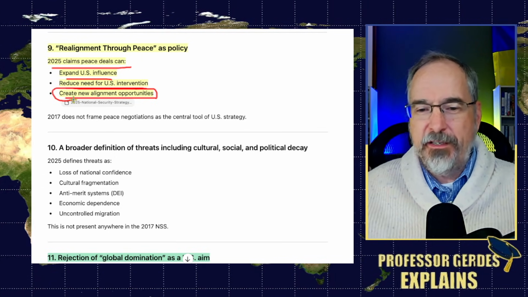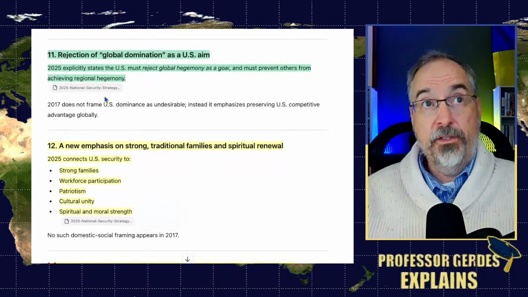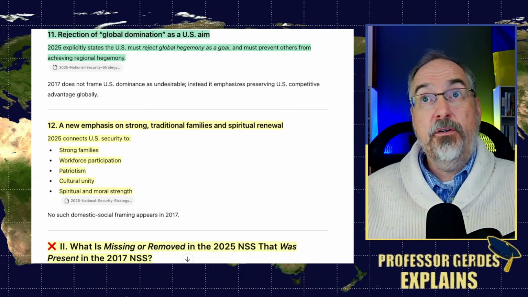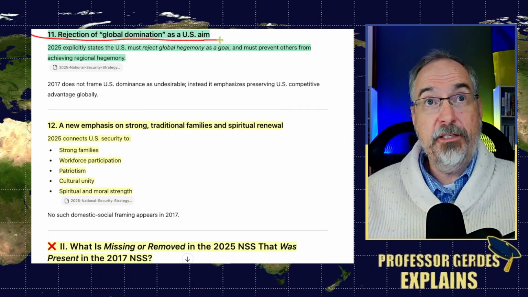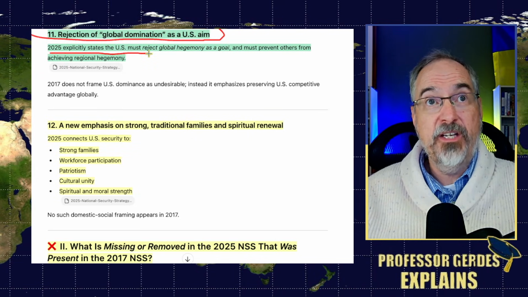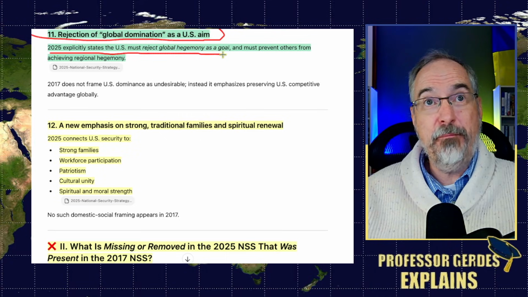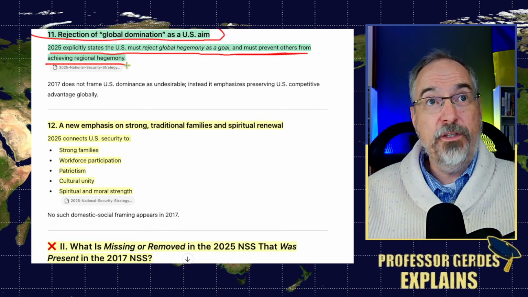Whether the wars are ended fairly or not is kind of immaterial. Now, the real danger here is this. There is a shift, a huge shift, the rejection of global domination as a U.S. aim. That is, 2025 explicitly states U.S. must reject global hegemony as a goal and must prevent others from achieving regional hegemony.